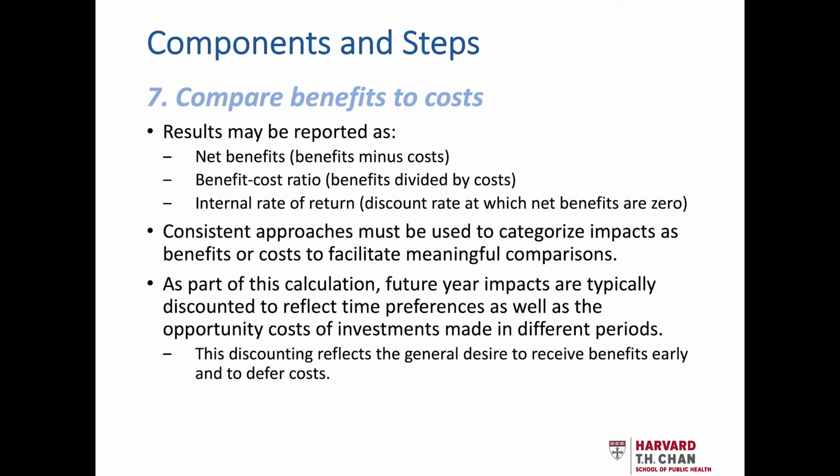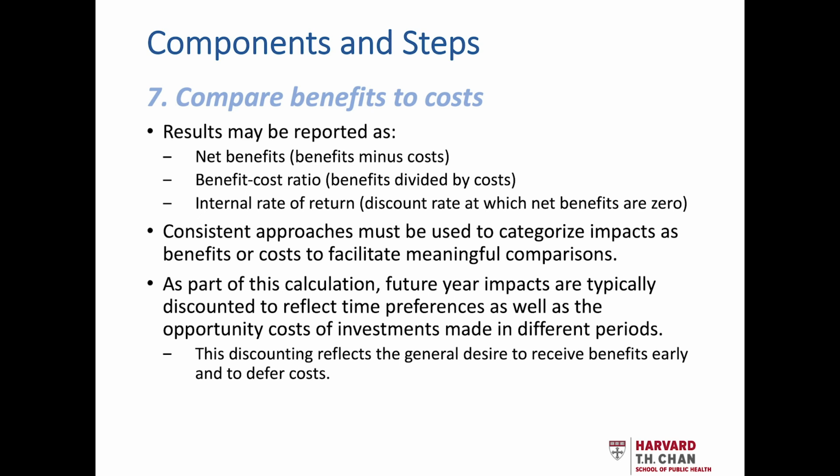The final step in the analysis is to compare benefits to costs. If you look across these analyses, they use a lot of different summary measures: net benefits, benefits minus costs, benefit cost ratio, the benefits divided by the cost, the internal rate of return, which is the discount rate at which net benefits are zero. The important thing here is that we recommend that you report net benefits even if what you highlight as the result of your analysis is either the benefit cost ratio or the internal rate of return.